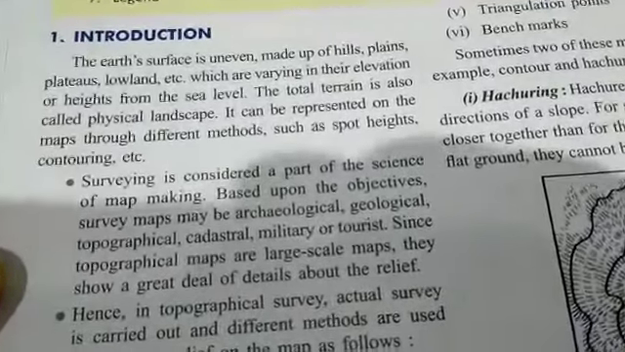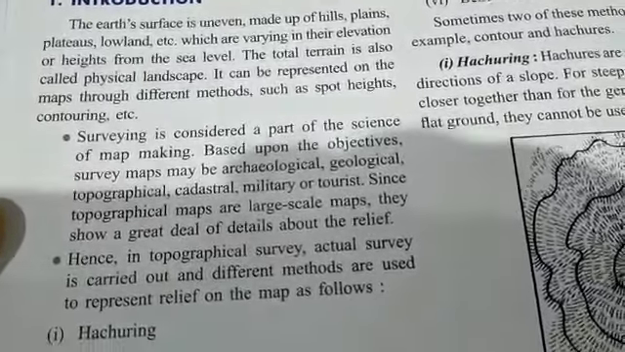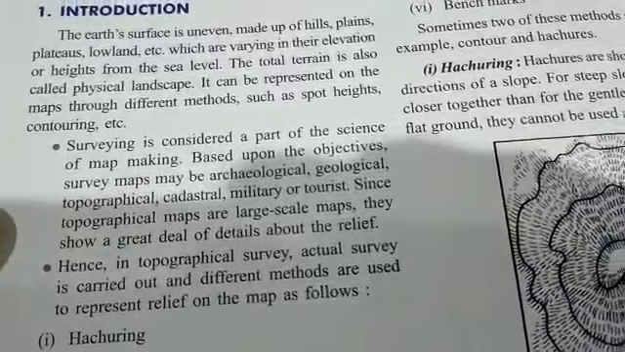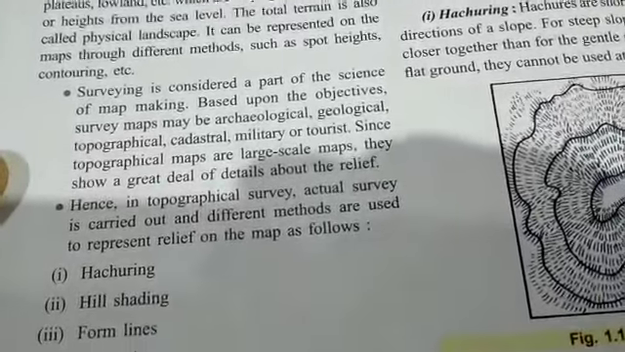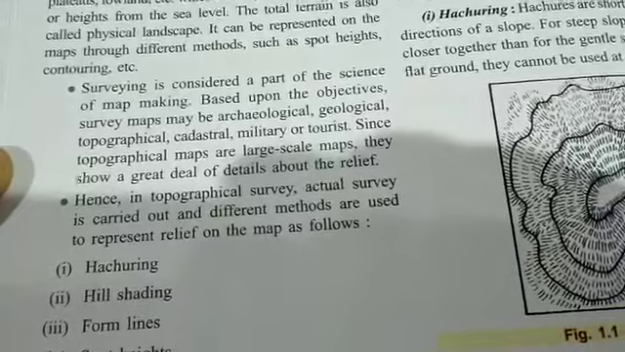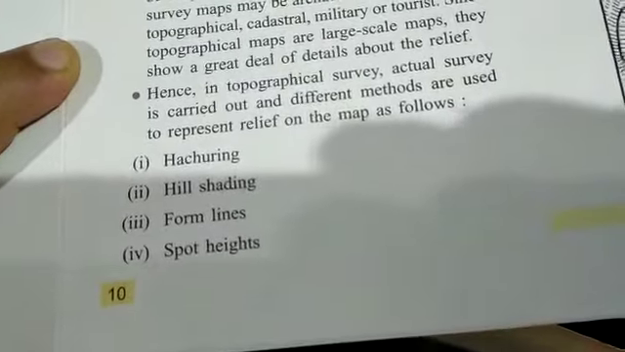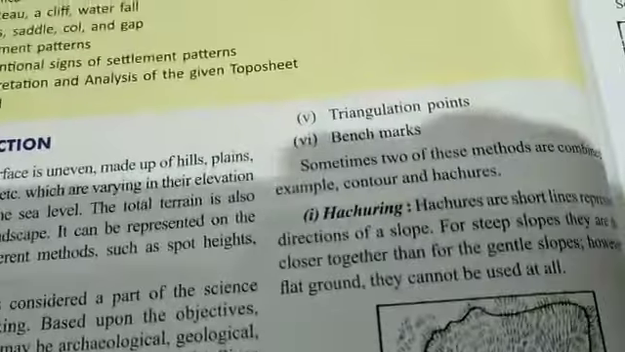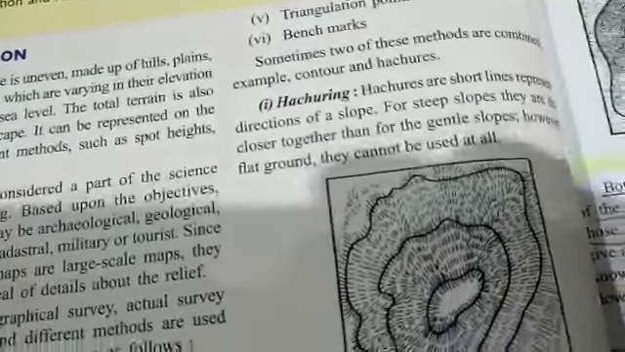Since topographical maps are large scale maps, they show a great deal of detail about a particular area or relief. Hence, topographical survey is carried out by different methods, which include hachuring, hill shading, form lines, spot heights, triangulation points and benchmarks. Now, what is hachuring?